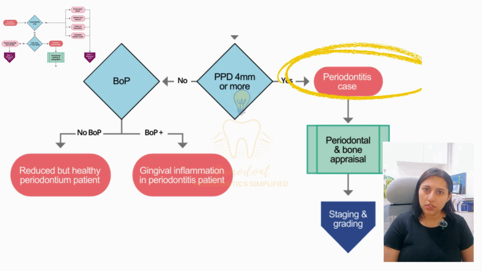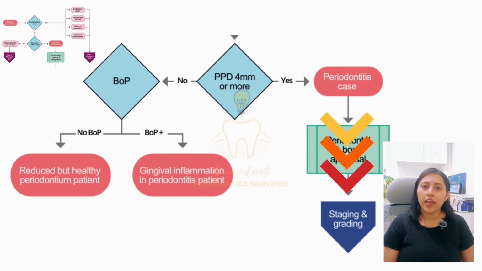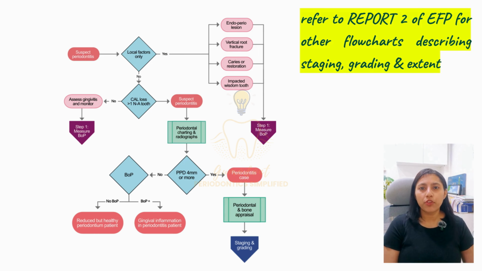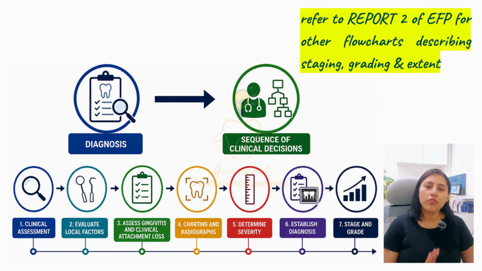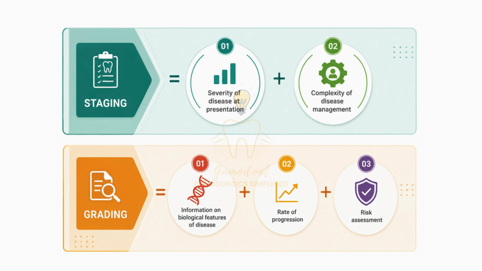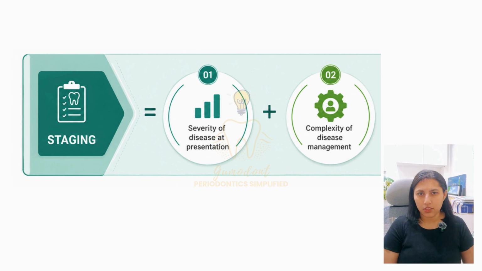Now, once the diagnosis is confirmed, we move towards staging, grading, and extent or distribution of the disease. So, if you observe carefully, this flowchart is basically converting diagnosis into a sequence of clinical decisions. Now, let's get back to staging and grading. So, next we determine how severe the disease is and how complex it is to manage.